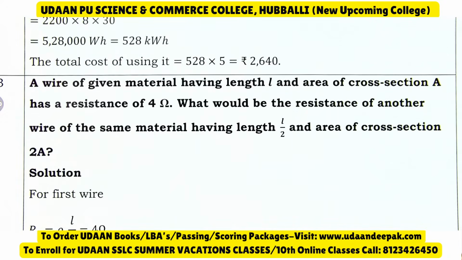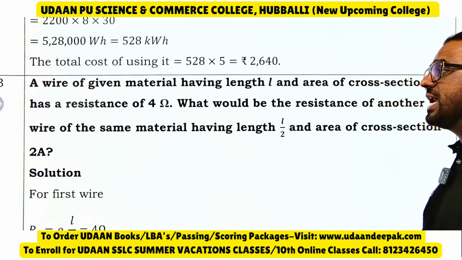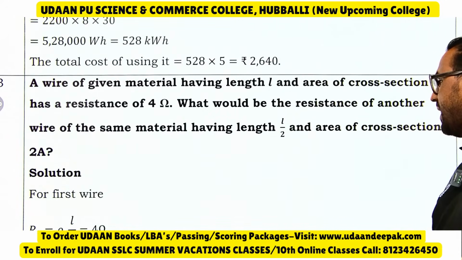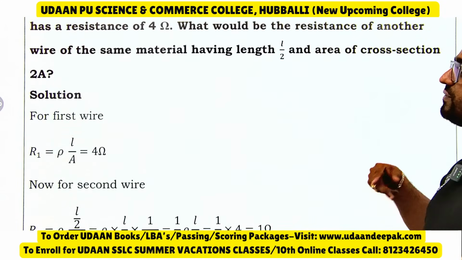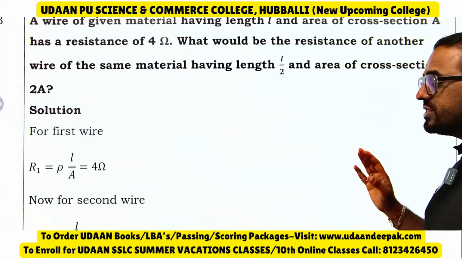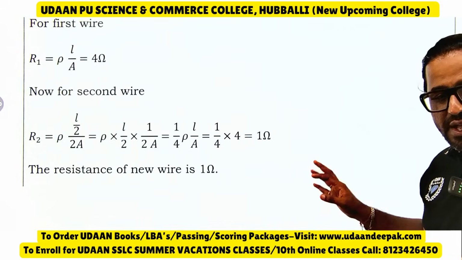A wire of given resistor material having length L and area of cross section A has a resistance of 4 ohm. What would be the resistance of another wire of same material having length L by 2 and area of cross section 2A? You know, if the area increases then the resistance will decrease by 4 times, so the right answer will be 1 ohm.